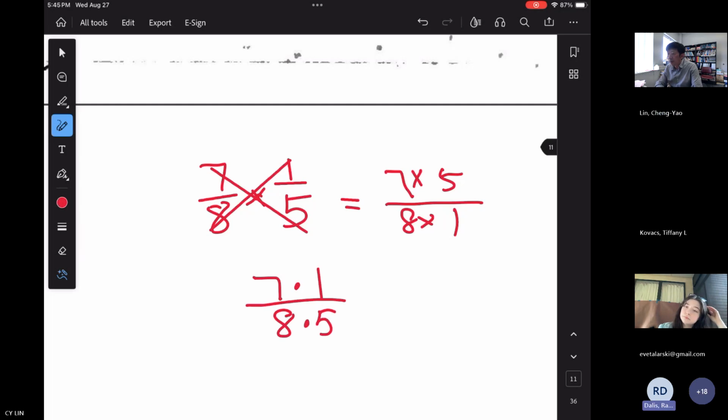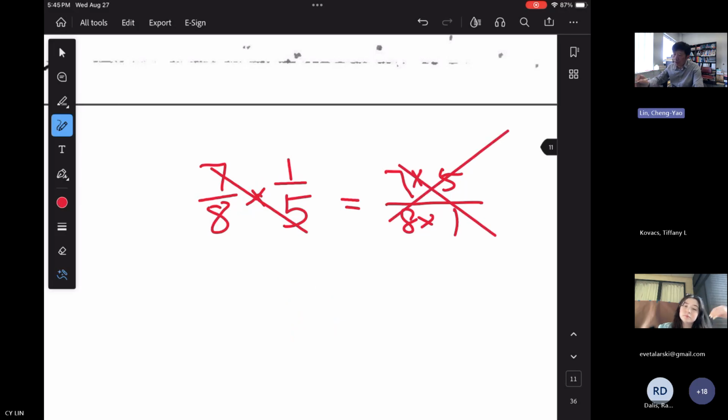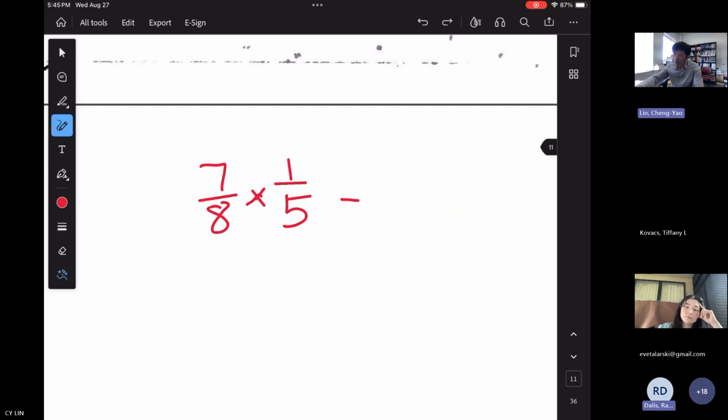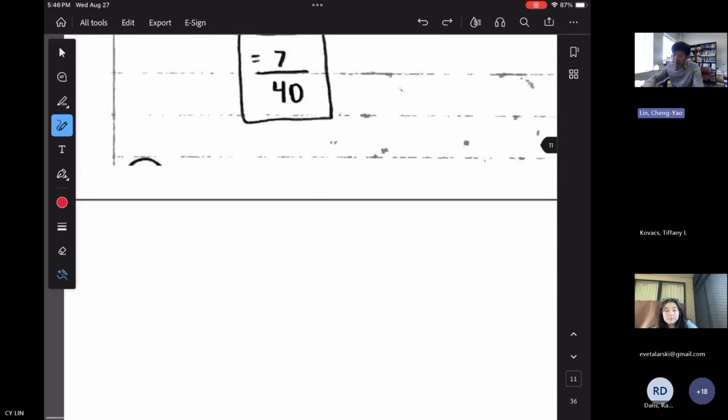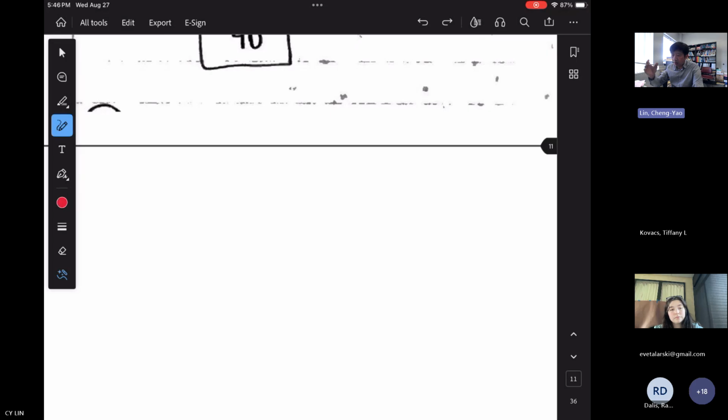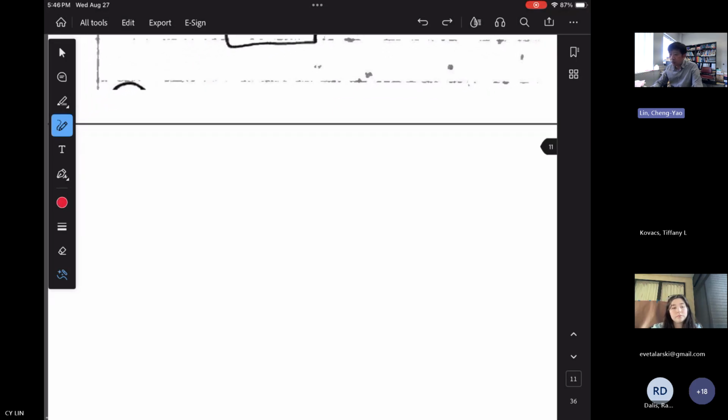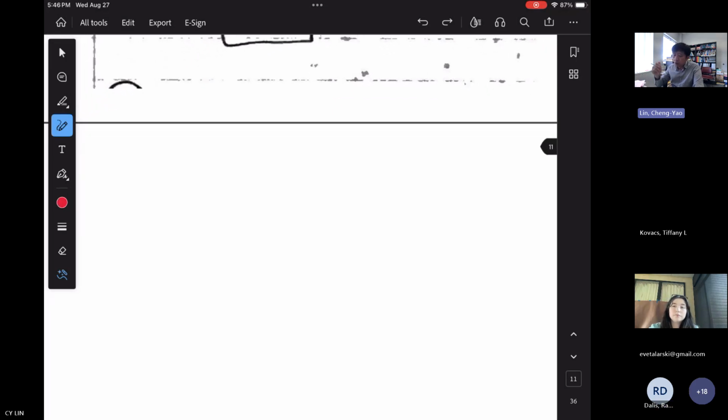Yes. But only with equivalent fractions can we do this. So this is an incorrect algorithm. Only with equivalent fractions can we do this. So she made a mistake because she is confused between fraction multiplication and equivalent fractions.